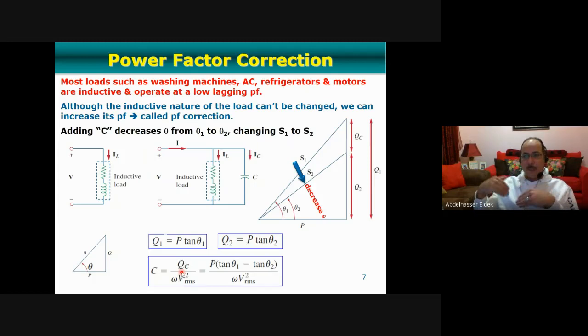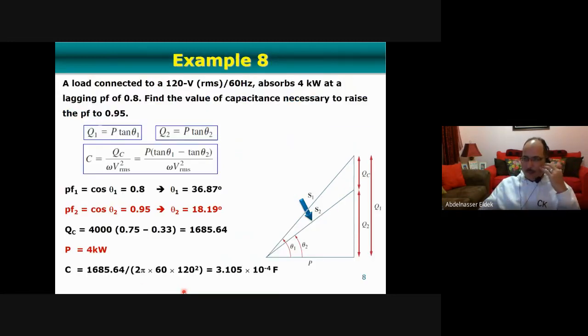So if you want to improve the power factor to a certain value, this is how we do it. And this QC is the difference between Q1 and Q2. Q1 is this one here, Q2 is this one here. So of course you can take P outside. So it will be tan theta 1 minus tan theta 2. So if you have original theta 1, and you want to improve it to a certain one, which is theta 2, which is less, to improve the power factor, then in this case, you need to add a certain capacitor or capacitance here, C. How do you calculate it? Use this equation.